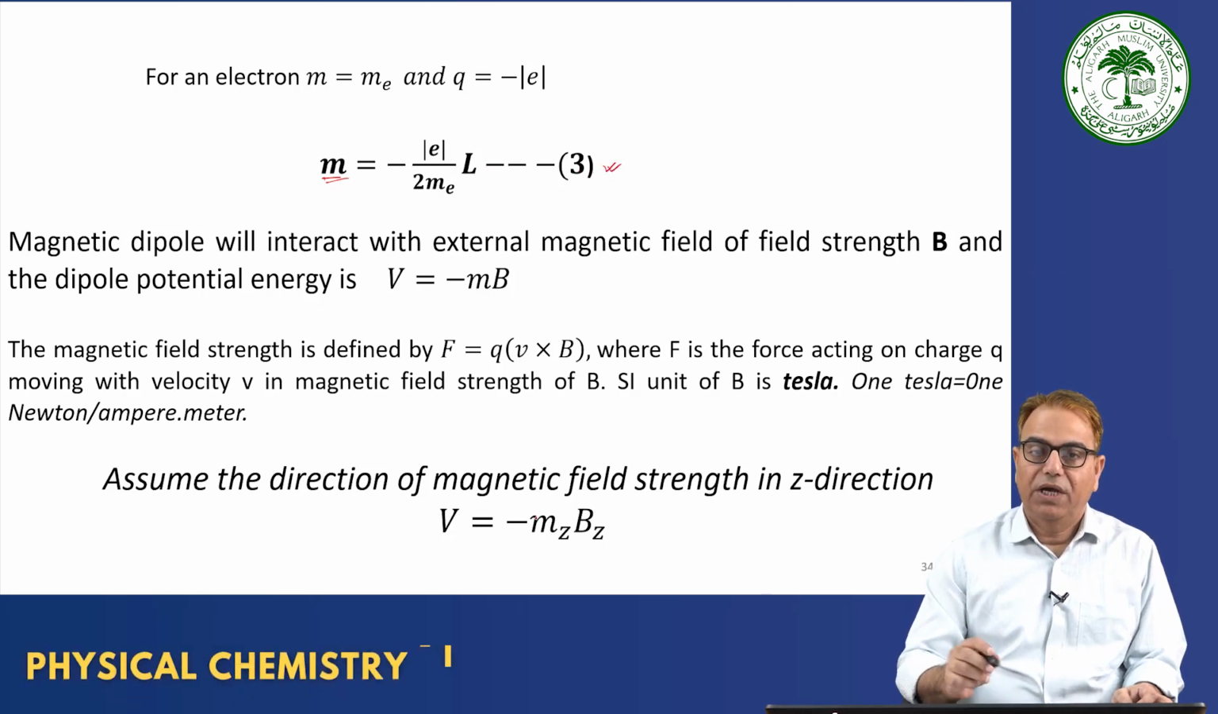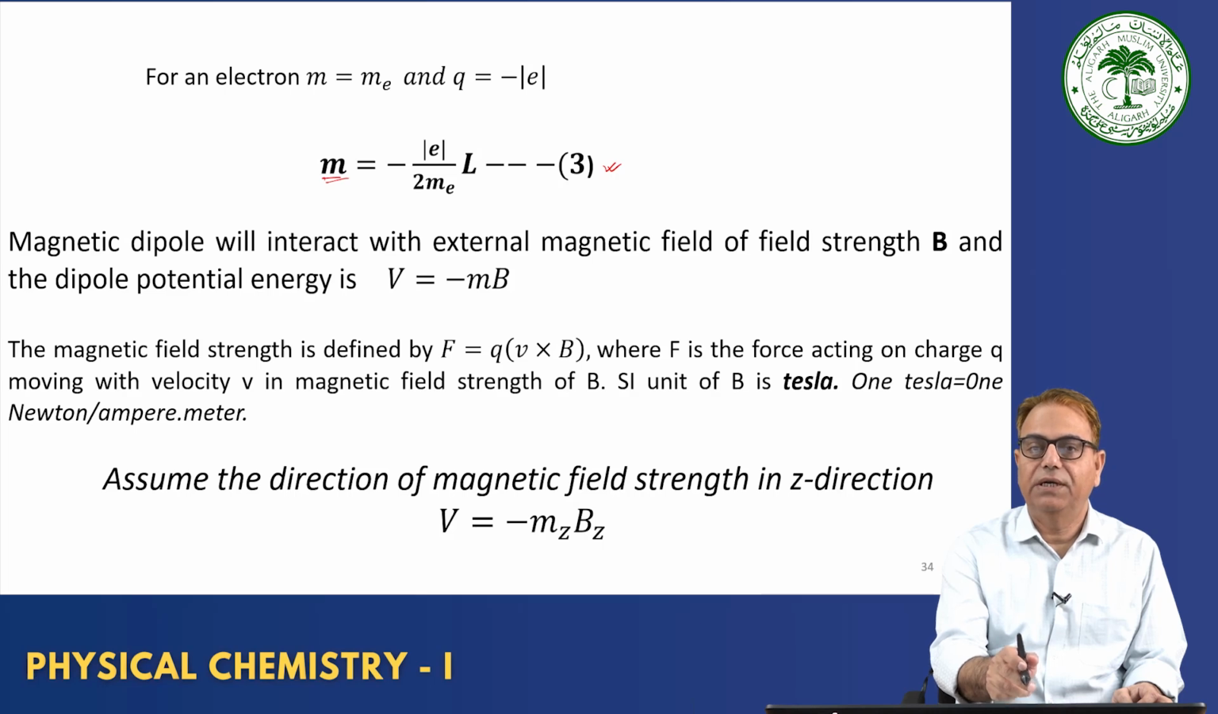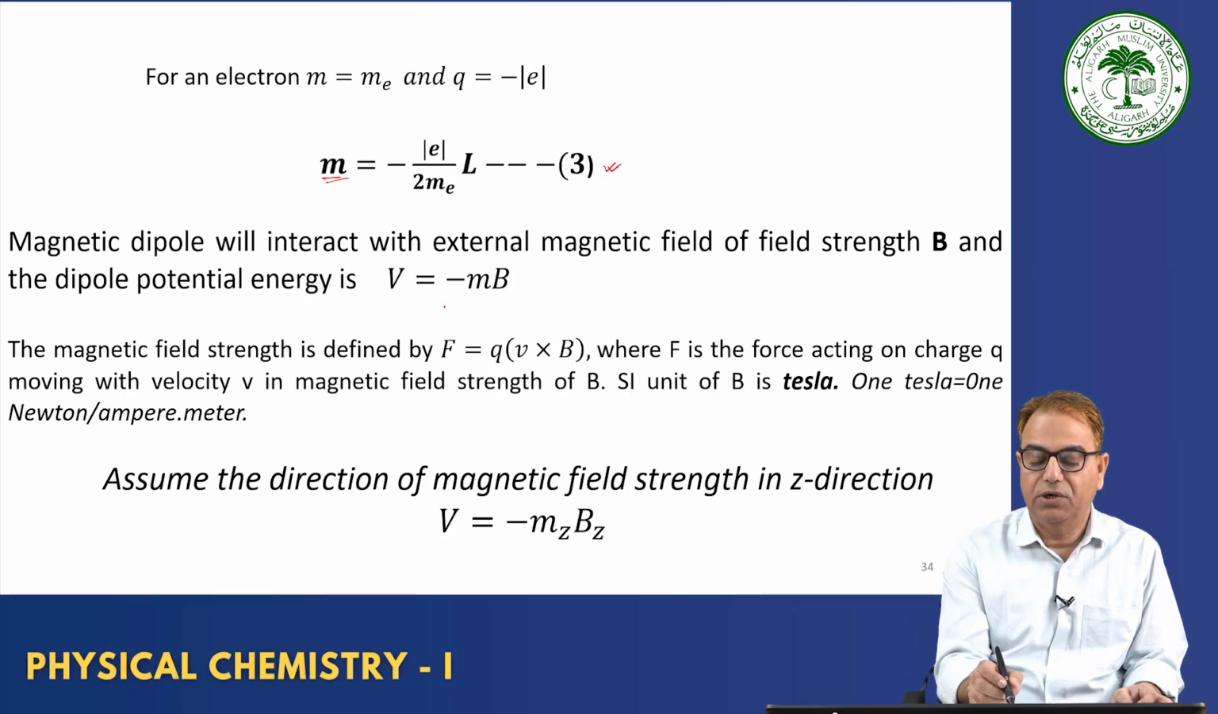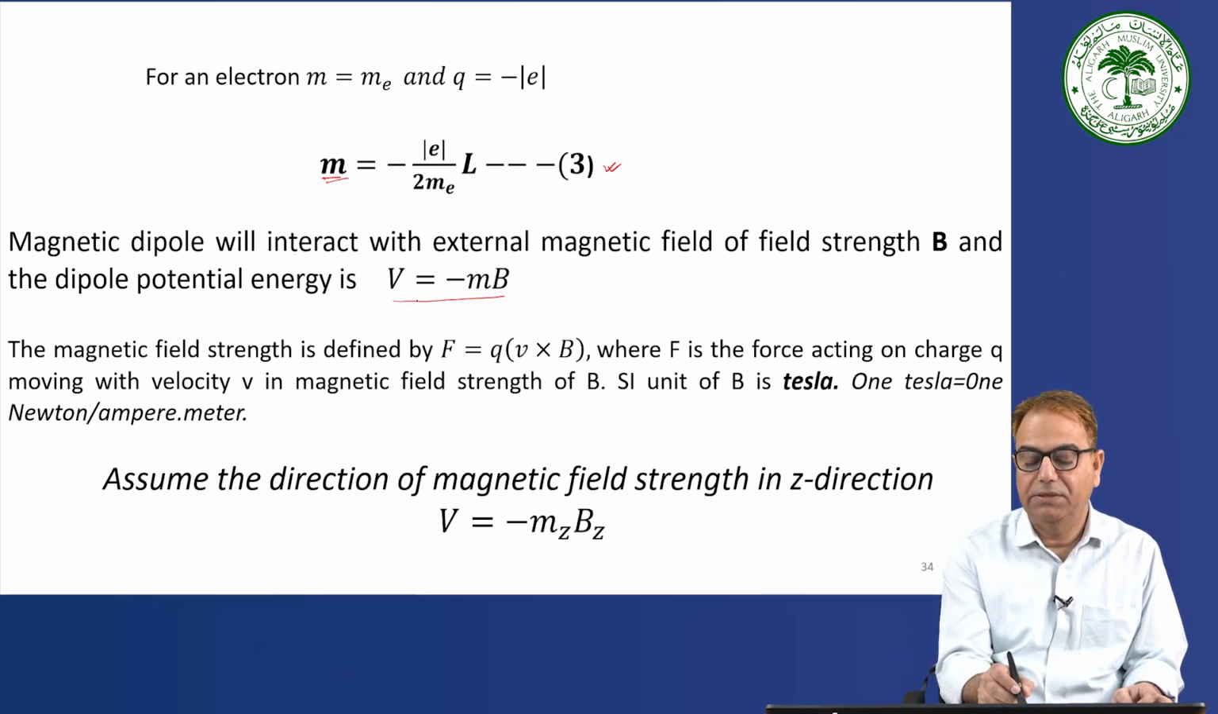So if you have an electron moving in a circular path and you place it in an external magnetic field, then this magnetic dipole of the electron will interact with the external magnetic field, and this interaction will produce a potential energy, and that potential energy is given as V is equal to minus m·B, where m is the magnetic moment of the dipole, and B is the external magnetic field.